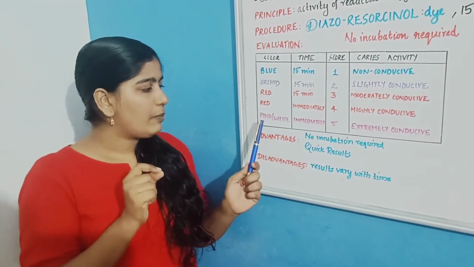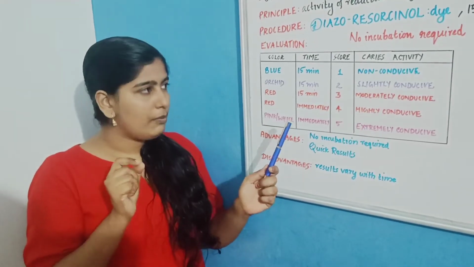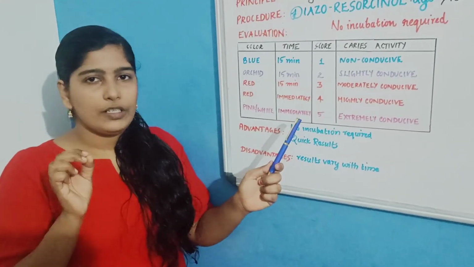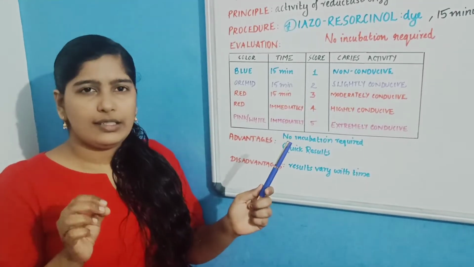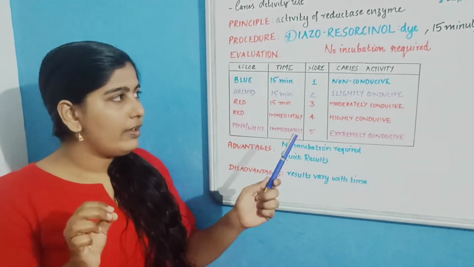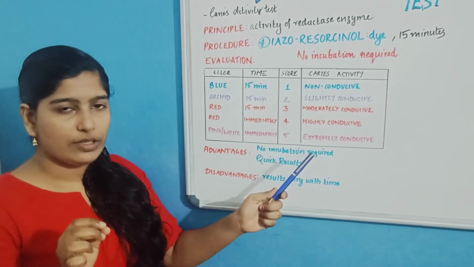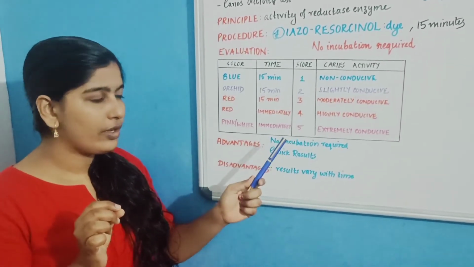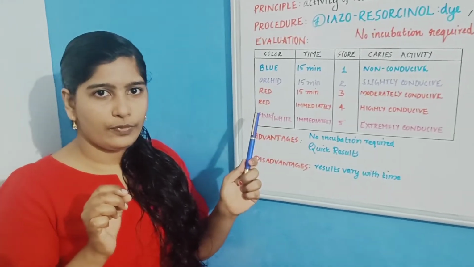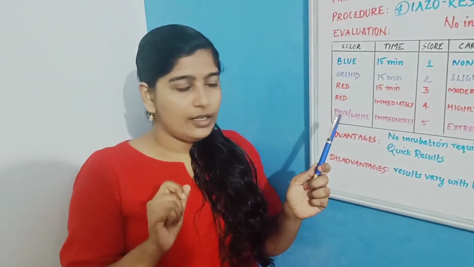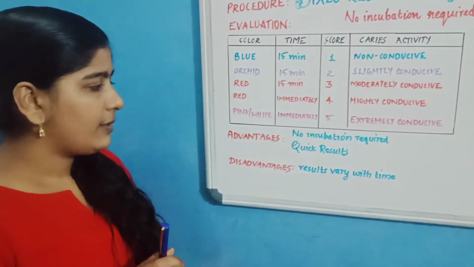Finally, if it is appearing pink or white immediately, then it is given score of 5. And it means it is extremely conducive. So we have made a tabular column from non-conducive to extremely conducive, giving a score of 1 to 5, okay, based on the color changes. You have understood, right? Now let's move on to the advantages.